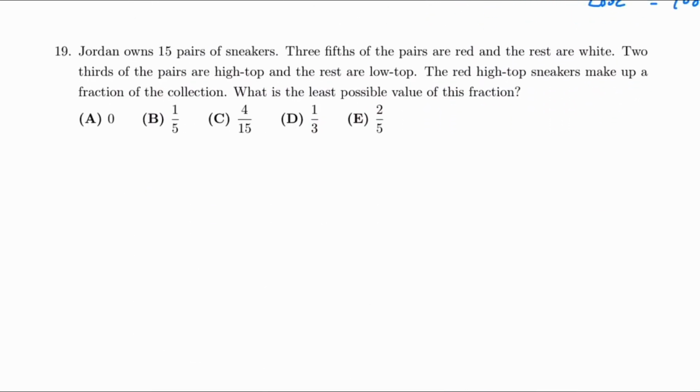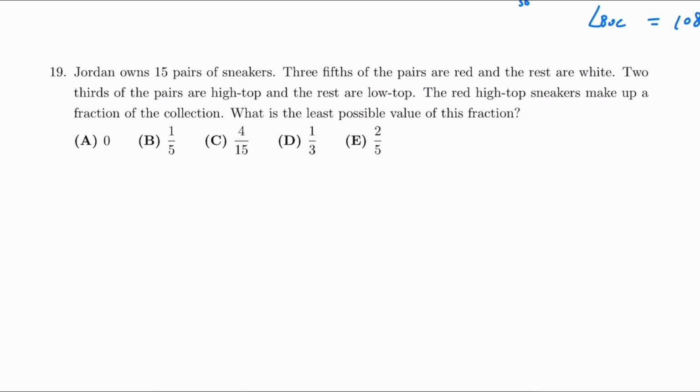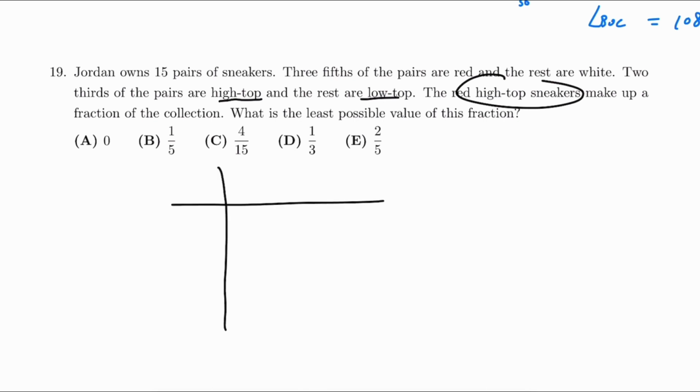Number 19 says, Jordan owns 15 pairs of sneakers. 3/5 of the pairs are red and the rest are white. 2/3 of the pairs are high top and the rest are low top. The red high top sneakers make up a fraction of the collection. What is the least possible value of this fraction? We can use a two-way table to organize this information better.